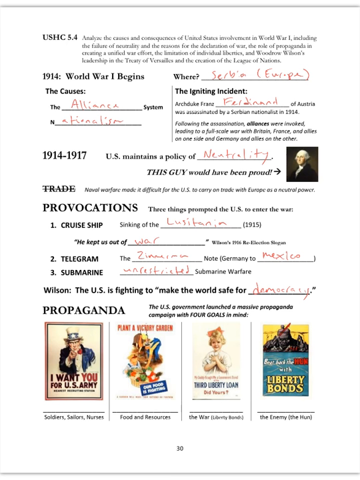Okay? All right, so propaganda during the war, the propaganda that was released, mostly posters, they had 4 goals in mind: to recruit soldiers, sailors, and nurses, to ration or conserve resources and food, to fund the war using the sale of Liberty bonds, and then lastly, to dehumanize the enemy, making it easier for soldiers to combat them.